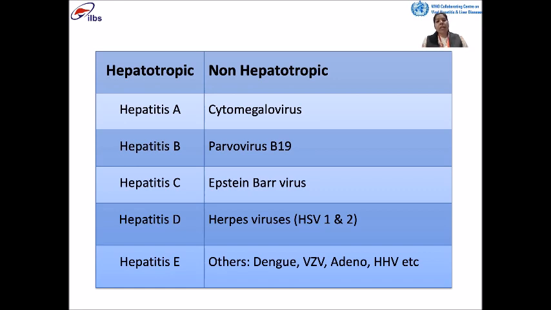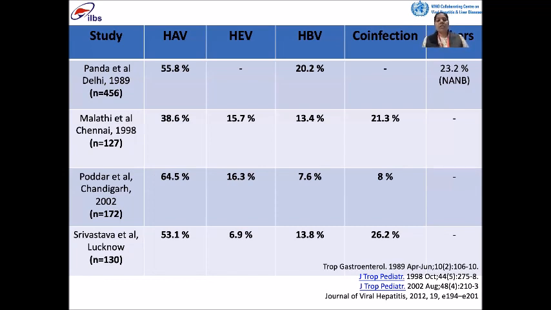So hepatitis A and E are said to be acute viral hepatitis, and hepatitis B, C, and D are said to be chronic viral hepatitis. As we have already studied, hepatitis A and E are acute, whereas B, C, and D are chronic. The most common are hepatitis A virus and E virus, which constitute about 70 to 80% of all hepatitis viruses, and these may present as either co-infections or superinfections.